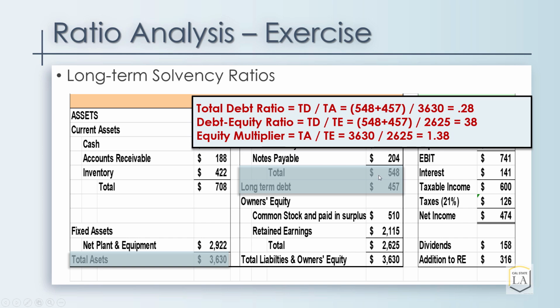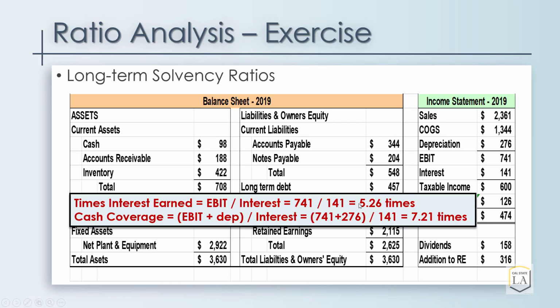Next, if you wanted to compute the debt to equity ratio, then total liabilities here, the sum of these two numbers, you divide it by total equity, 2625, all right? And that will give you, this is a typo, you should have 0.38 here. And then finally, for equity multiplier, that will be total assets divided by total equity. So 3630 divided by 2625 would give you the equity multiplier.